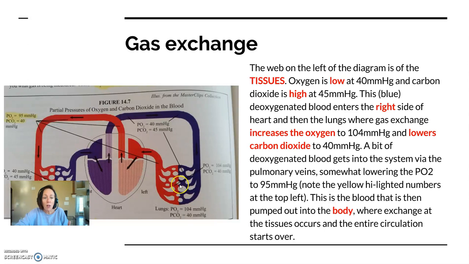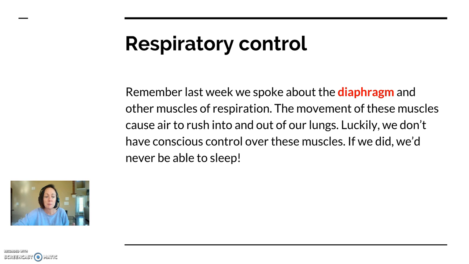So overall, when the blood gets into the left side of your heart, and remember this picture of a heart is a person lying down facing you. All right, so the left side of their heart is 95 millimeters of mercury. And if you look, the numbers are here in your book, highlighted in mine. And this is the blood that is then pumped out into the body, where the exchange of the tissues takes place, and then this entire circulation starts over again. And we'll look at that in class.